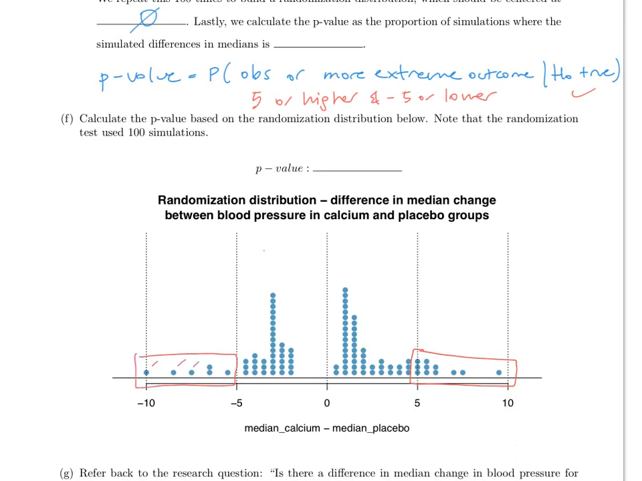So that's 1, 2, 3, 4, 5, 6, 7, 8, 9, 10, 11, 12, 13, 14, 15, 16, 17. So then I counted 17 of them. What's my p-value? That's the proportion of simulations, and we're told there are 100 of them, so that should be 0.17.